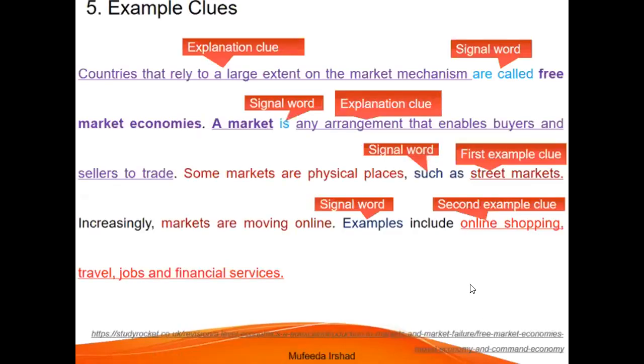Take a minute to read the text. All right. In this text, the writer has used two example clues. He says that markets are physical places and gives us an example to explain what he meant by physical places. He has used the words such as to signal the example clue.